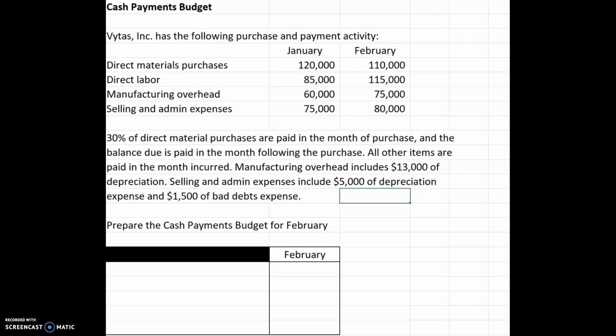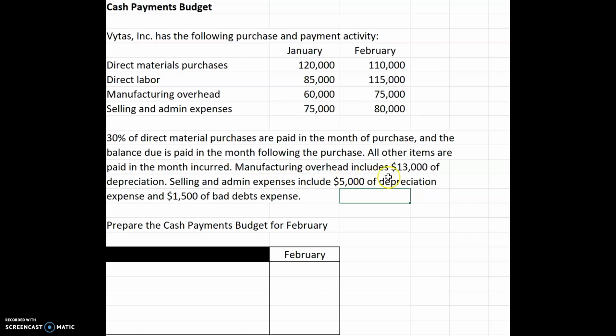Okay, so let's go over an example of how to prepare the cash payments budget. So here we can see the purchasing and the payment activity for January and February. And we know the direct materials purchases are purchased on account and they pay 30% in the month of purchase. The balance is due in the month following the purchase. All other items are paid in the month incurred.